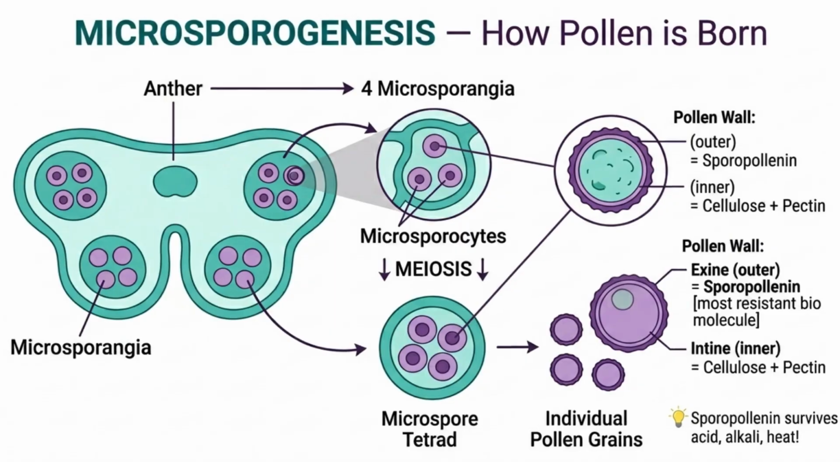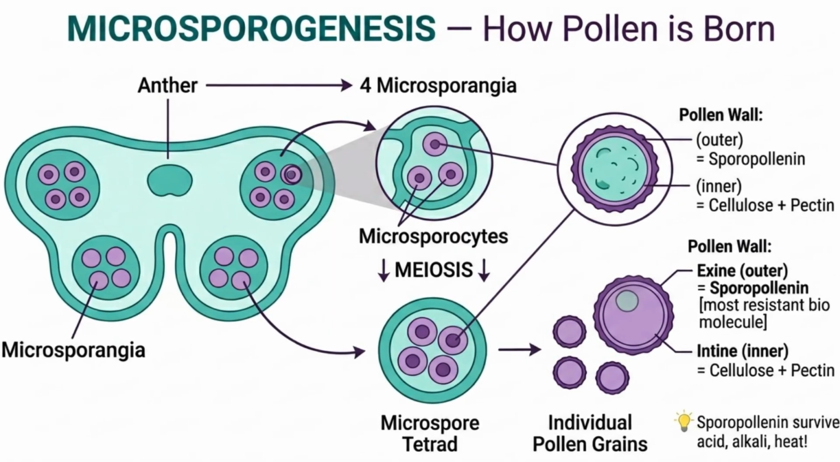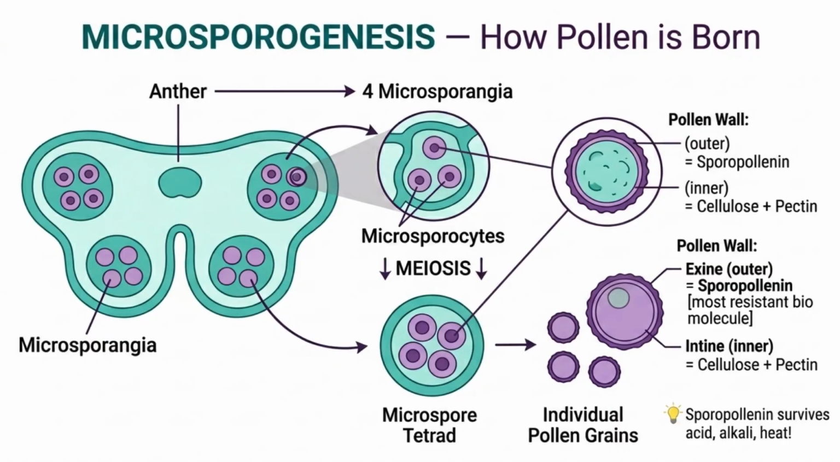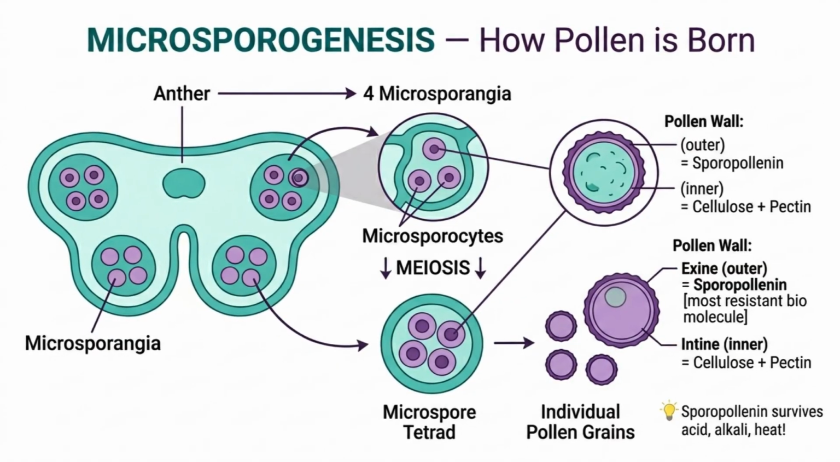How is pollen formed? Each anther has 4 microsporangia. Inside are pollen mother cells, called microsporocytes, which undergo meiosis to form a tetrad of 4 microspores. Each microspore develops into a mature pollen grain. The pollen grain has 2 walls, the outer exine, made of sporopollenin, the most resistant biological molecule known, and the inner intine, made of cellulose. This is a classic NEET question. Sporopollenin is so tough it survives strong acid, alkali, and extreme temperatures.